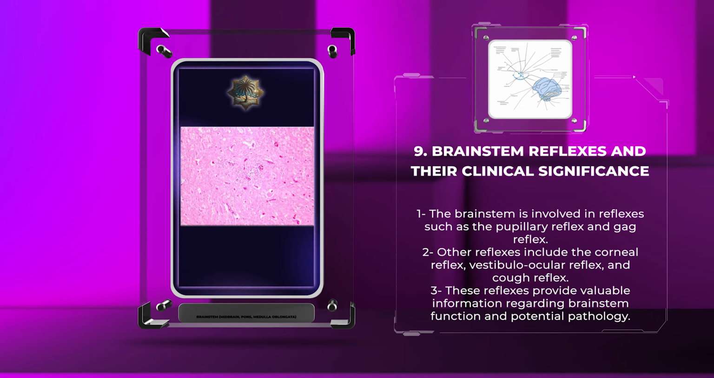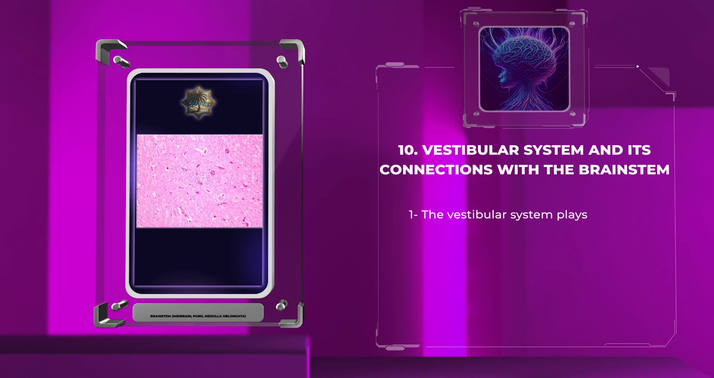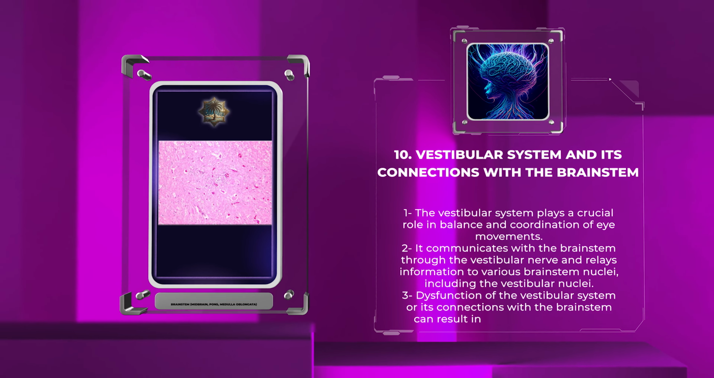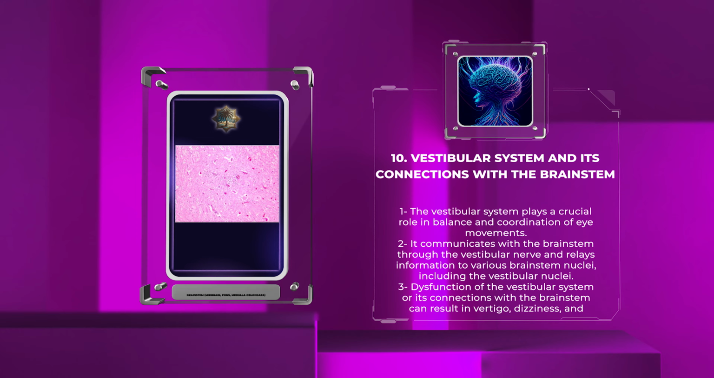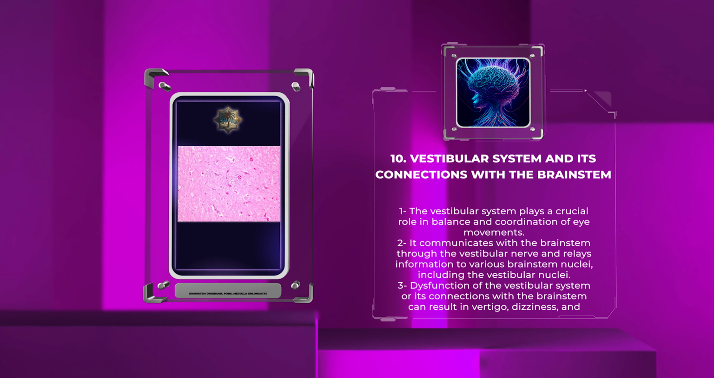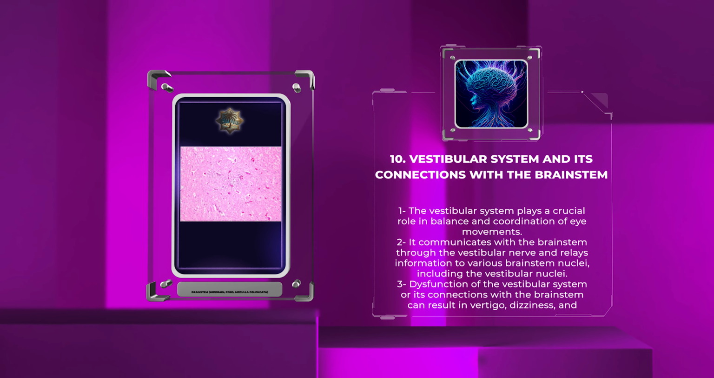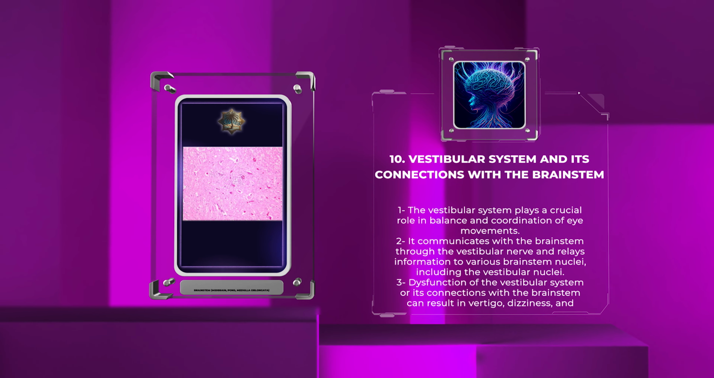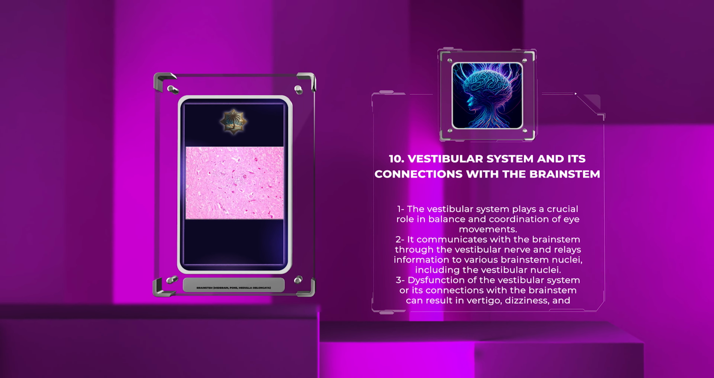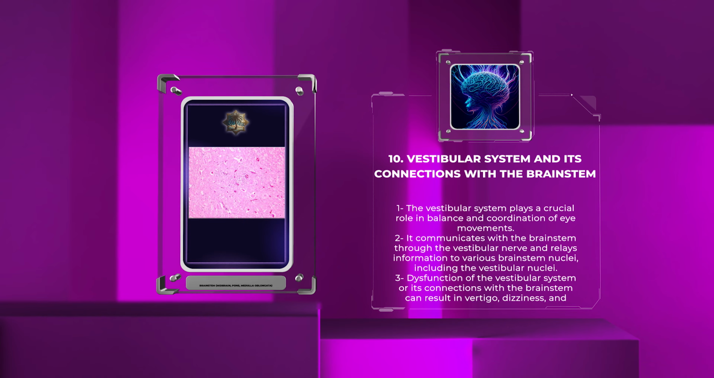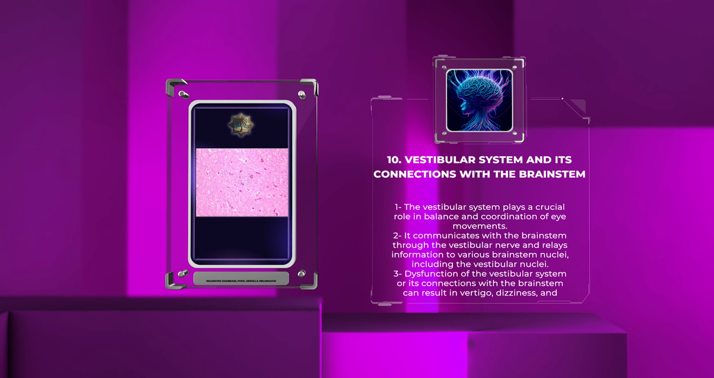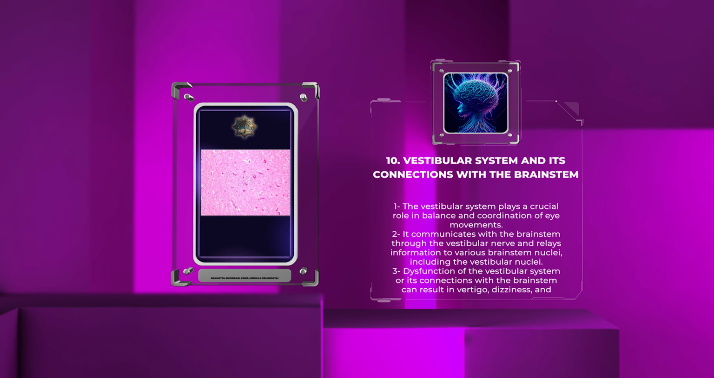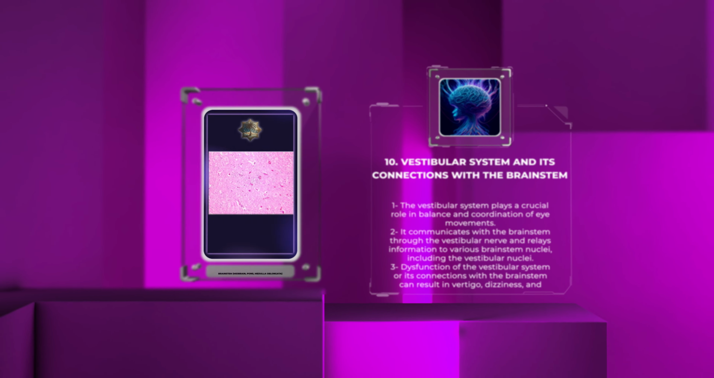The vestibular system, located within the inner ear, plays a crucial role in balance, spatial orientation, and coordination of eye movements. It communicates with the brainstem through the vestibular nerve and relays information to various brainstem nuclei, including the vestibular nuclei. These nuclei integrate vestibular signals with visual and proprioceptive inputs to maintain equilibrium and coordinate appropriate motor responses. Dysfunction of the vestibular system or its connections with the brainstem can result in vertigo, dizziness, and balance disturbances.